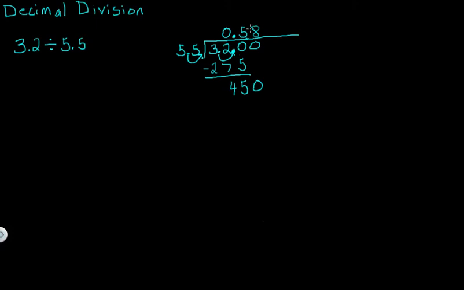So 55 times 8, that's 50 times 8 plus 5 times 8. 50 times 8 is 400. 5 times 8 is 40. So 55 times 8 is 440.